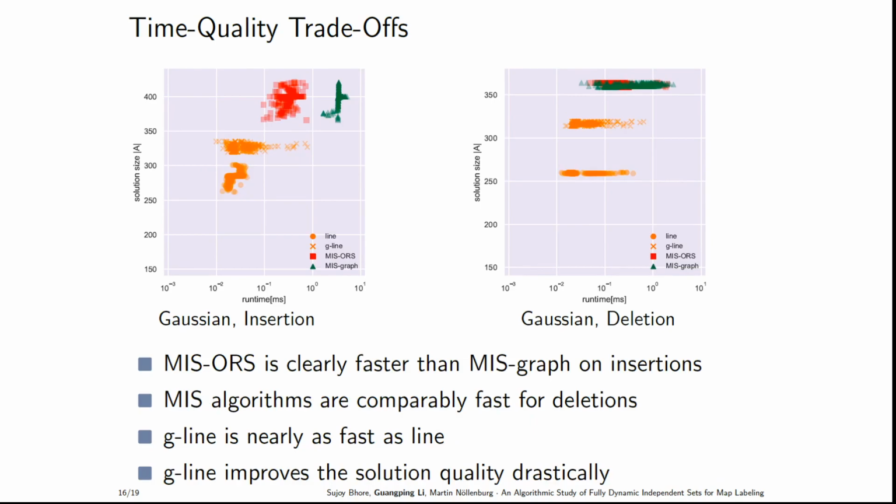Focus on our best heuristic algorithm line and the 2 maximal independent set solvers. So, see the plot on the left. Our ESA.1.1 is faster than the general approach MIS graph for insertions, and on deletions, they are comparably fast. For the heuristic line, its greedy variant is nearly as fast as the original line approach, and it improved the solution quality a lot.